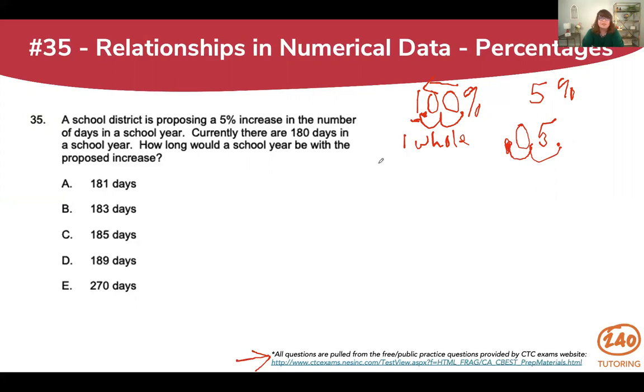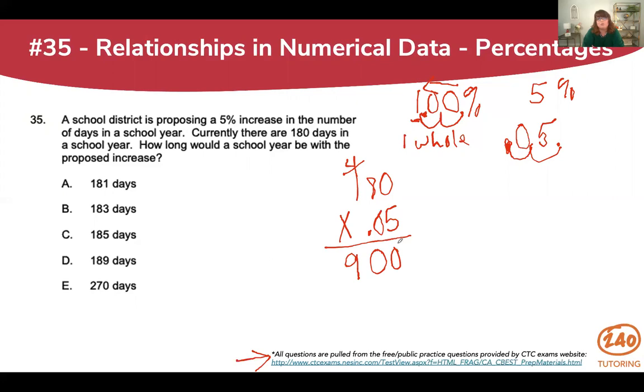All right. Now the next thing we do is we take that 180 and we multiply it by 0.05 to figure out what is 5% of 180. So some simple math here. 5 times 0 is 0. 5 times 8 is 40. Put down the 0, regroup the 4. 5 times 1 is 5, plus 4 is 9.